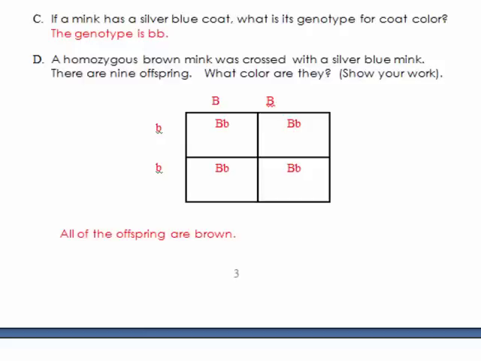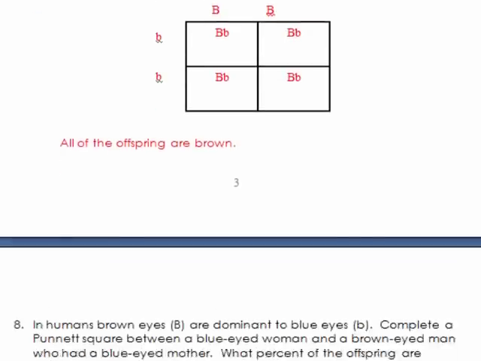So brown is homozygous brown. You will see the genotypes for the homozygous brown parent at the top, and the genotype for the silver blue parent along the left hand side. We complete the Punnett square. All of the offspring are brown and would have the genotype big B, little b, which is the heterozygous form.